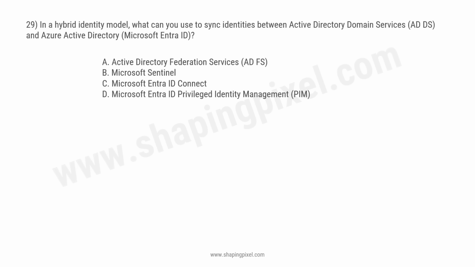Question number 29. In a hybrid identity model, what can you use to sync identities between Active Directory Domain Services and Azure Active Directory? And you have four options. Option A, Active Directory Federation Services. Option B, Microsoft Sentinel. Option C, Azure AD Connect. And option D, Azure AD Privileged Identity Management. So the right answer is option C, Azure AD Connect.